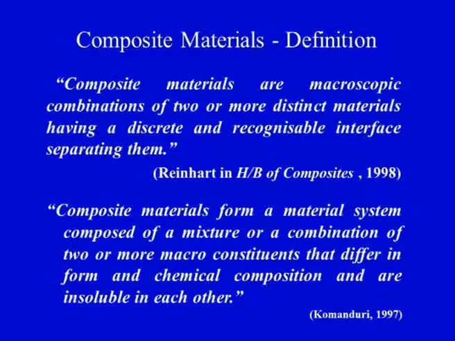So, basically in this definition it is very clear that a composite material is made up of two macro constituents or two different constituents which are mixed together mechanically and there is an interface separating them. According to the second definition, composite materials form a material system composed of a mixture or a combination of two or more macro constituents that differ in form and chemical composition and are insoluble in each other.